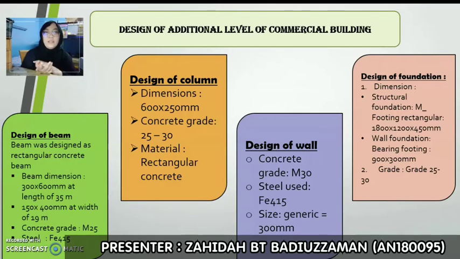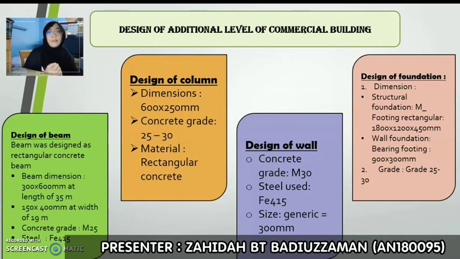For the design of the additional level, we use 4 elements: beam, column, wall, and foundation. For the beam design, the beam was designed as a rectangular concrete beam with the dimension of 300 times 600 mm at length of 35 meter and 150 times 400 wide of 90 meter. And the concrete grade we use is M35 and the steel is Fe415.